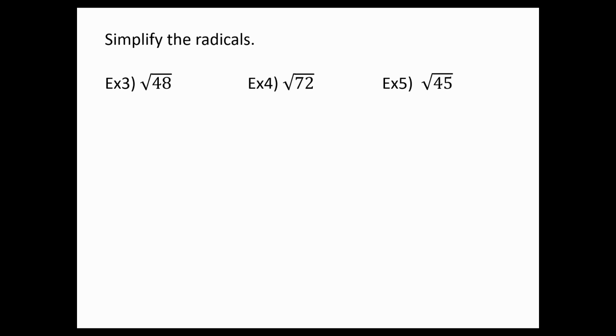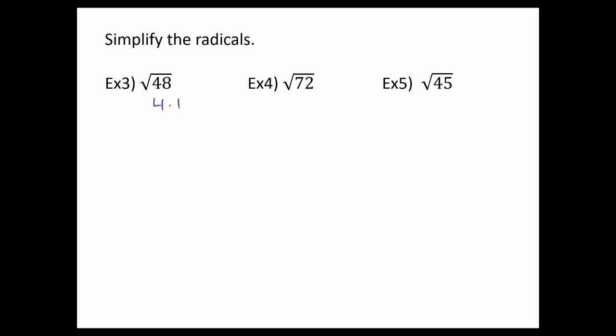So I could do 4 and 12. I could do 2 and 24. I could do 6 and 8. It doesn't matter what pair I start with. As you get better at this, you can pick a number that's a perfect square, like 4 in 4 times 12, if I pick that.